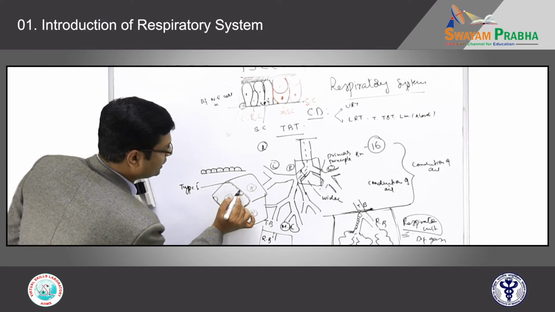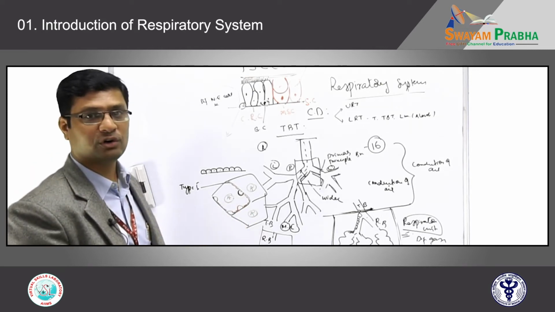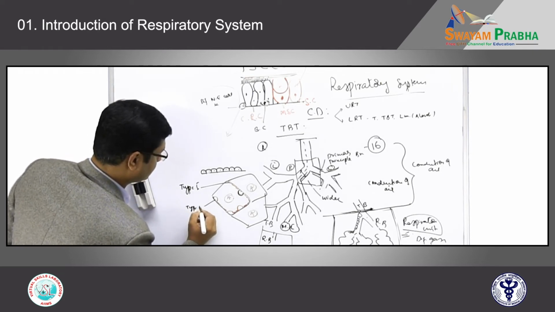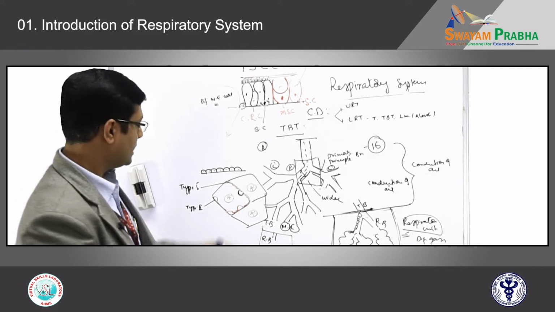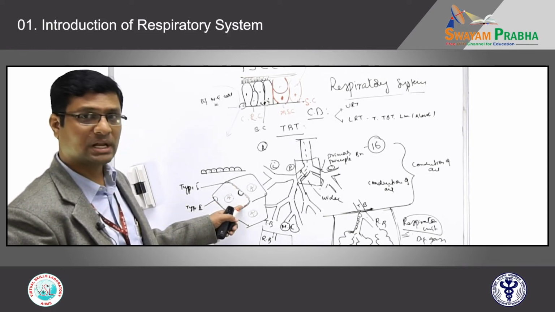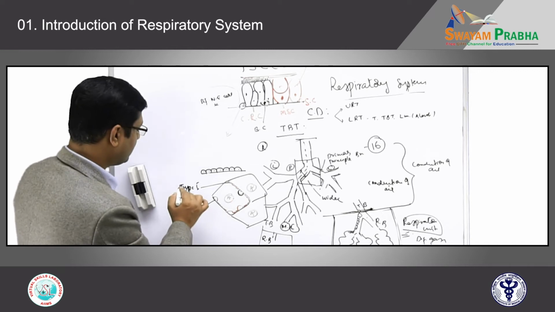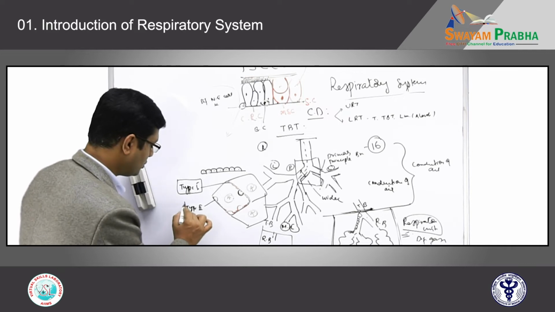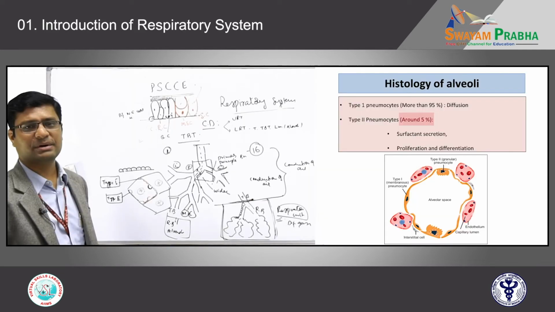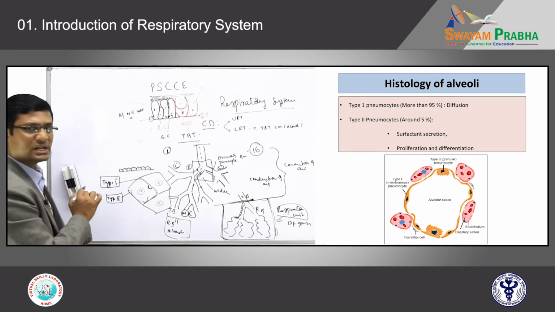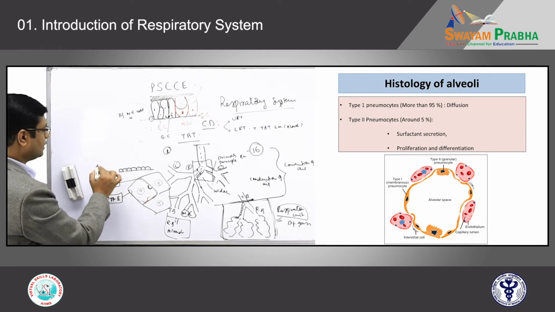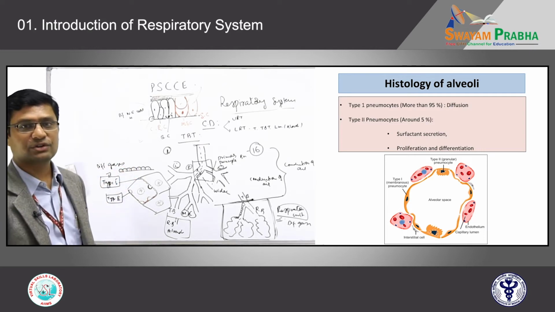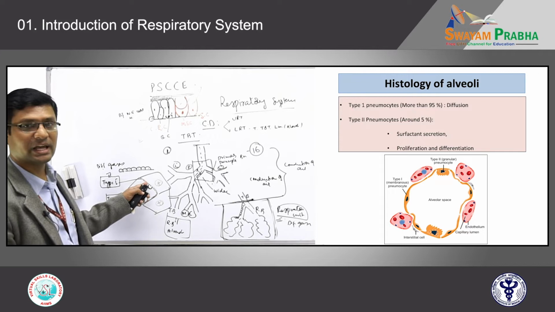In between, occasionally you will see the big cells which are popped out into the lumen of the alveoli. These are called type 2 cells. The majority of the alveoli, more than 95%, are lined by type 1 cells, and type 2 cells only constitute about 5%, right. What is the function of type 1 cells? The main function is diffusion of gases. Diffusion of gases takes place at type 1 cells.